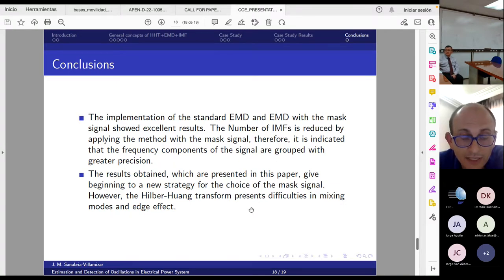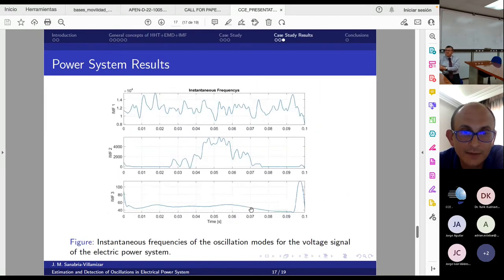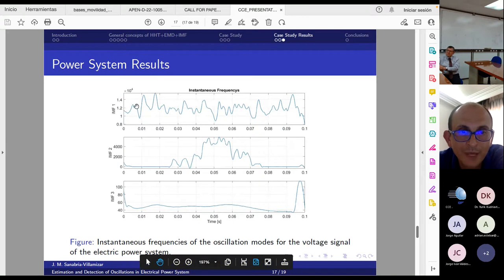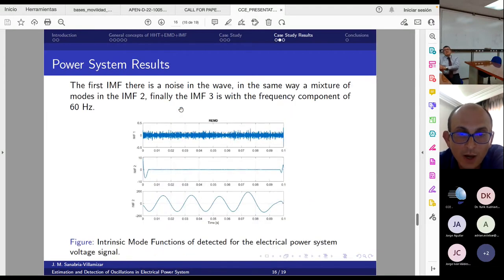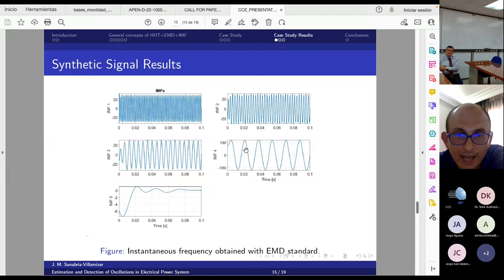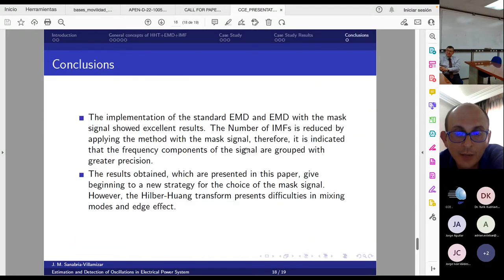However, the method is not perfect, obviously. The Hilbert-Huang transform presents difficulties in mixing modes and edge effect. And basically, the big problem for the method is the mixing modes. That is the case when we can see different frequency components in the same IMF, something like this, no? For example, here we can see different frequency components in the same IMF. The goal is to try to have something like this in IMF4. It's only to have one frequency component in each IMF.